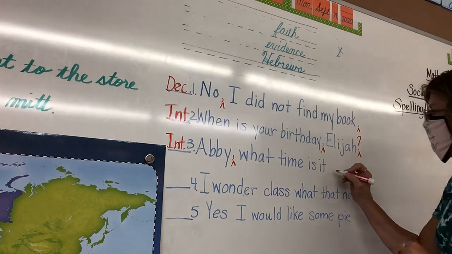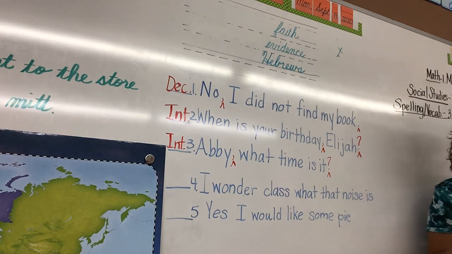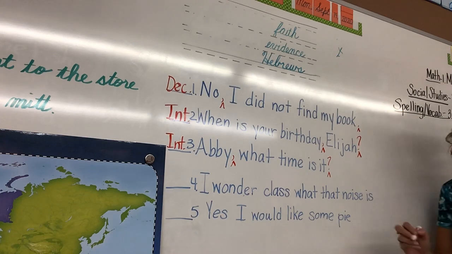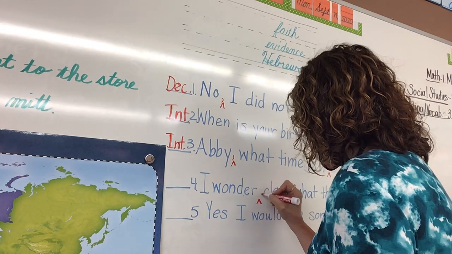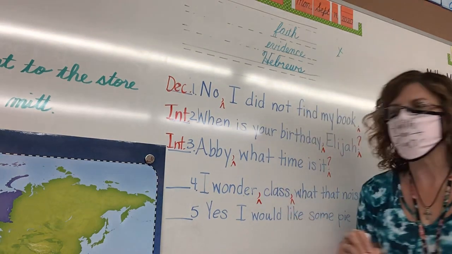With a question mark. Insert question. Alright, I really need to pay attention on this next one because some people get this wrong. I wonder, class, what that noise is. Grace? The comma before and after class. Very good. So we're talking to class. Evidently a teacher is saying this, so the teacher is saying, I wonder, class, what that noise is.